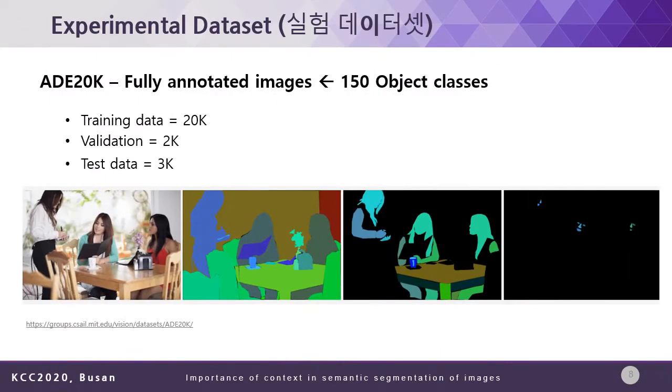For our experiment, we use the ADE20K dataset, which is a fully annotated image dataset of 150 object classes. It provides us 20,000 training images, 2,000 validation images, and 3,000 test images. Here is an example of the original image, semantically segmented objects, instance segmentation, which is out of the scope of our work, and parts of objects, which is also useful in terms of context information.